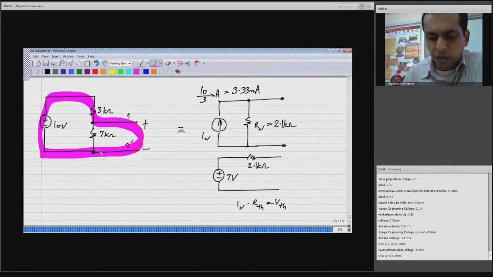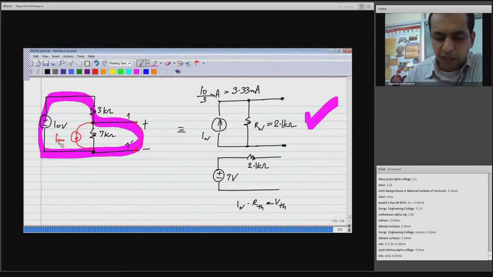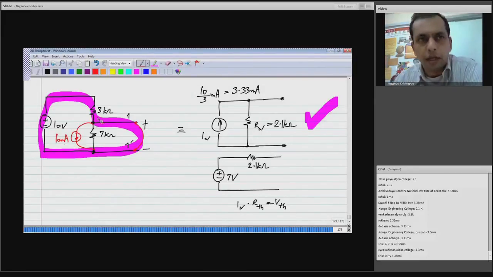No current flows through 7 kilo ohms because it has 0 volts across it, and the current that flows this way is 10 volts divided by 3 kilo ohms, or 3.33 milliamperes. Okay, so now you can also try it with all these other things added, when I added the 10 milliamp, etc. Okay, you can figure out what happens.